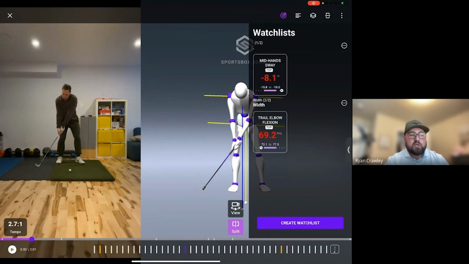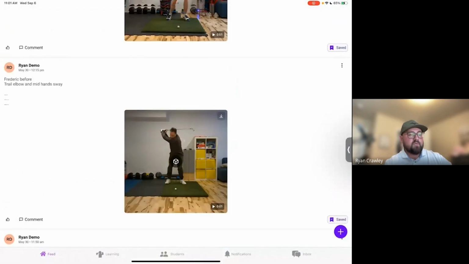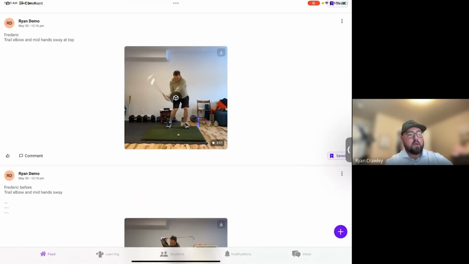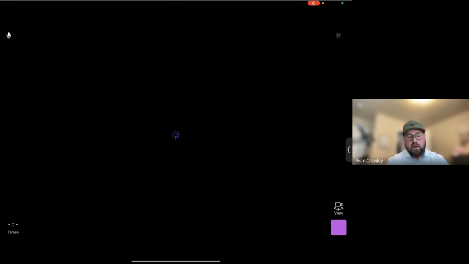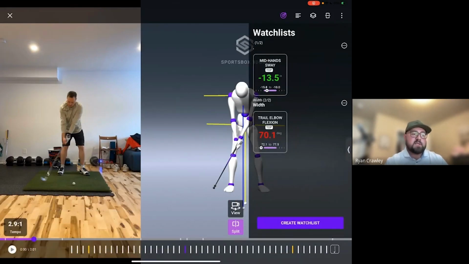So you can see I have a watch list for his mid-hand sway and for that trail elbow flexion. We could just record and see, okay, how was it? How did it stack up to where we wanted him to be? You could think of that feature as their goal. When they're in the range and you set the range, it'll be green. So you'll see for him, his mid-hand sway is green. Trail elbow, for the range I set, bent a little bit too much. And you can always adjust wherever you want that range.